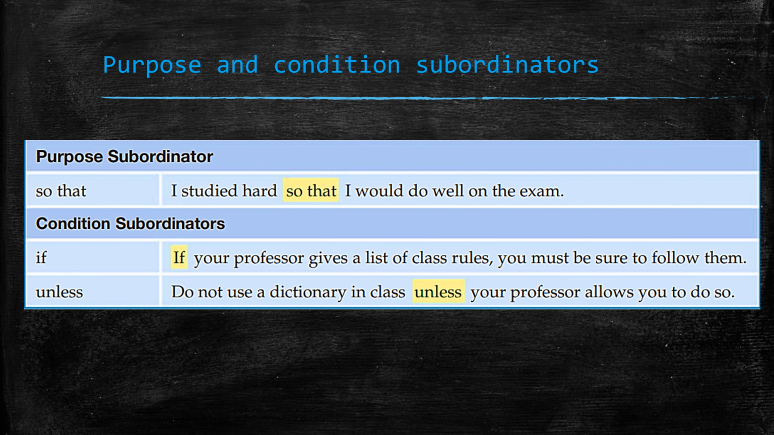Purpose and condition subordinators. Purpose subordinator like so that. I studied hard so that I would do well on the exam. Condition subordinators. If or unless. If your professor gives a list of class rules, you must be sure to follow them.